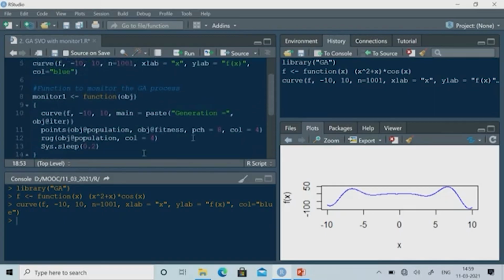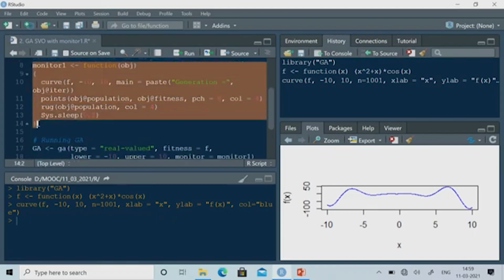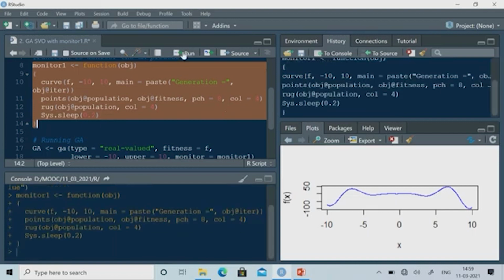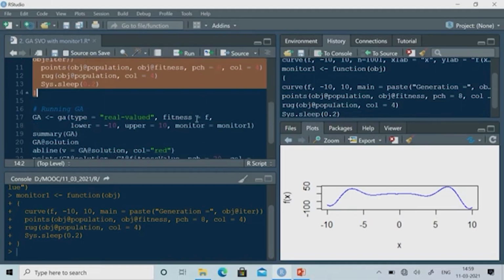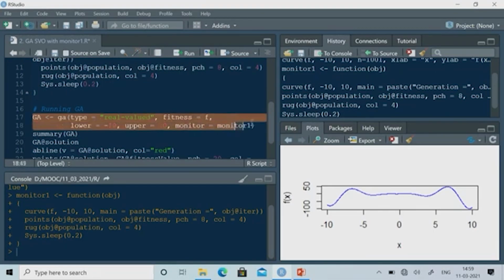So, I can see that one. Let us execute this particular function, that monitor function. I am selecting this one and executing it. You can see on the right hand side that the monitor function is executed and it is stored as monitor1. Now I will run this particular line. Then the GA will run, and along with that I can see the processes, how the GA population is converging towards the optimal solution. That I can do, just see.